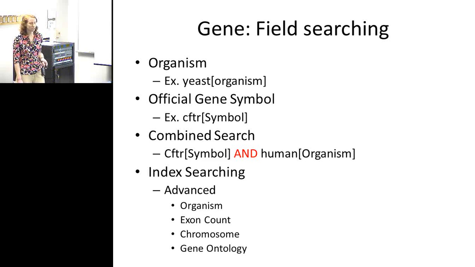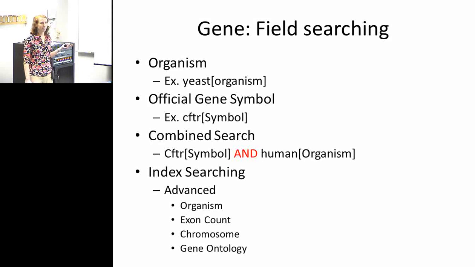So really one of the best searches that you can do in Gene, if you know the official gene symbol that you're looking for, and you're looking for it in a particular species, would be to do a combined search like I have down here. So this would be CFTR[symbol] AND, your Boolean operator, it does need to be capitalized. And then you would do your species, so human[organism], in the organism field. So basically what I'm saying is find all records that have CFTR specifically in the official gene symbol field, and it also has to have human in the organism field. And so if you do that correctly, you should get one result, and it should be exactly what you're looking for. In addition to field searching, yeah?